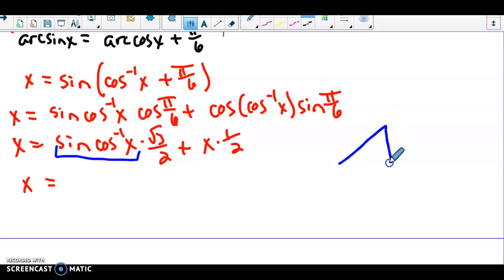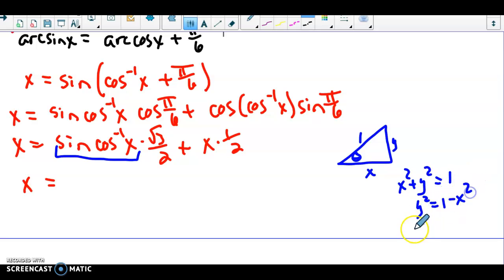So let's go over here to the side. The inverse cosine of x means what angle theta gives me a cosine of x. Well, the adjacent side would have to be x and the hypotenuse would have to be 1. So what would this thing be? Well, x squared plus y squared would have to equal 1. y squared would be 1 minus x squared. So it looks like y would be the square root of 1 minus x squared.